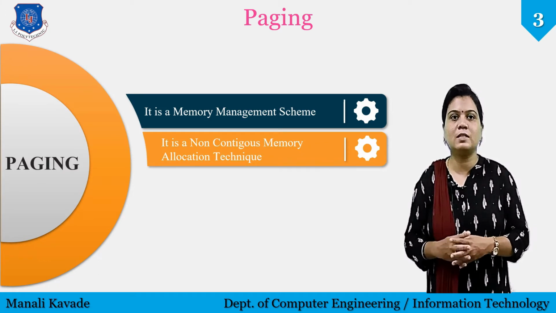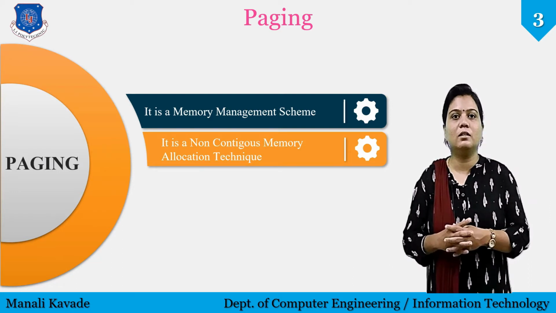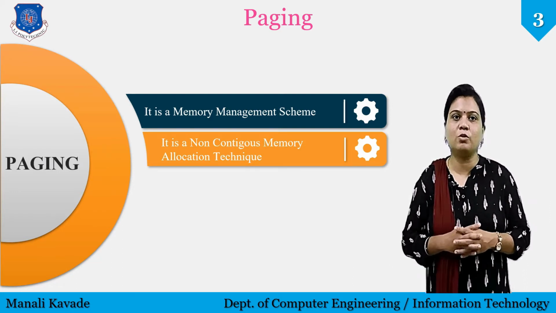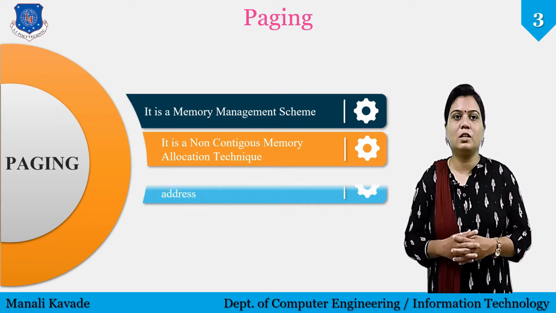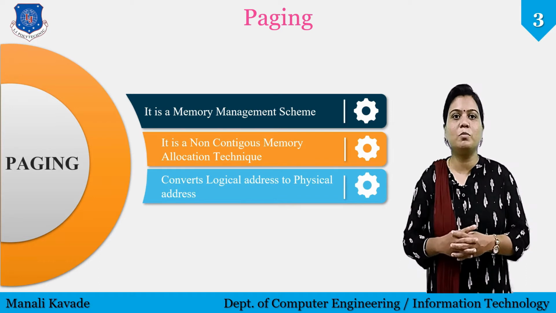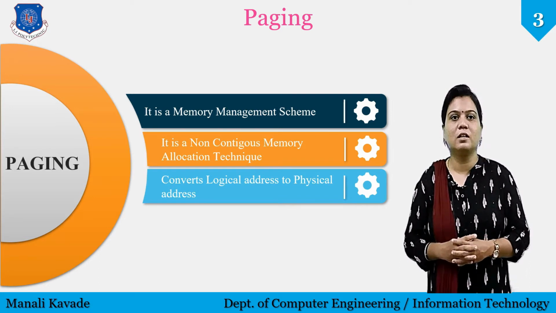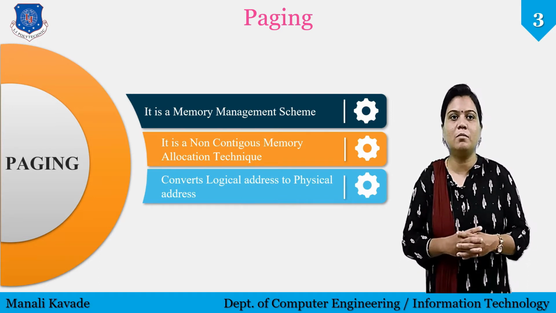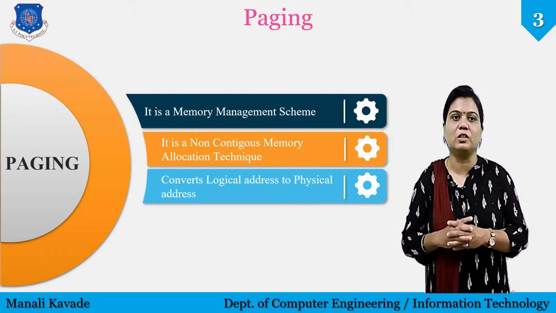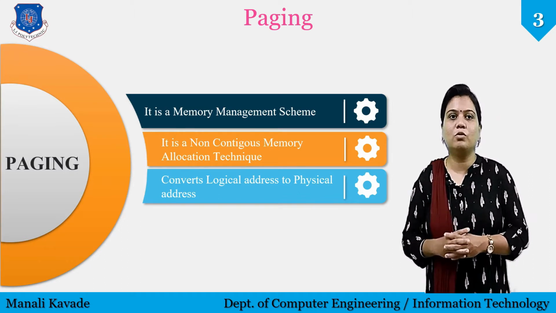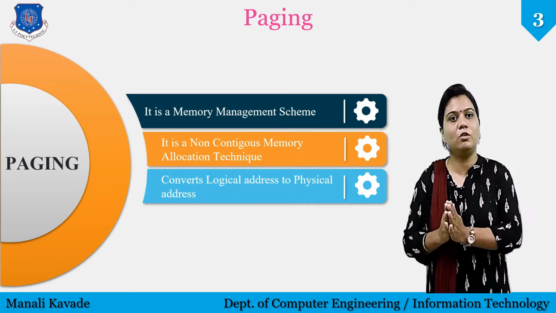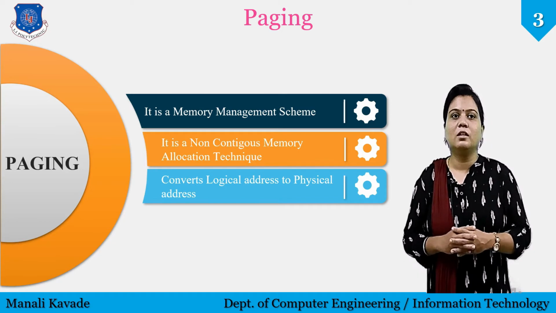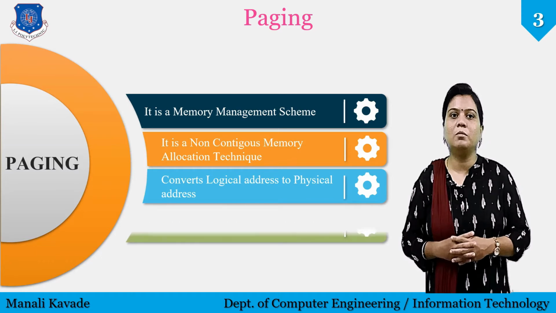Whenever any process is created, it needs main memory for execution. So, at that time, logical address of a process needs to be converted into physical address, and the conversion is done by using this method, that is paging. So you can say this technique is used to convert logical address into physical address. This technique is used in modern operating system.